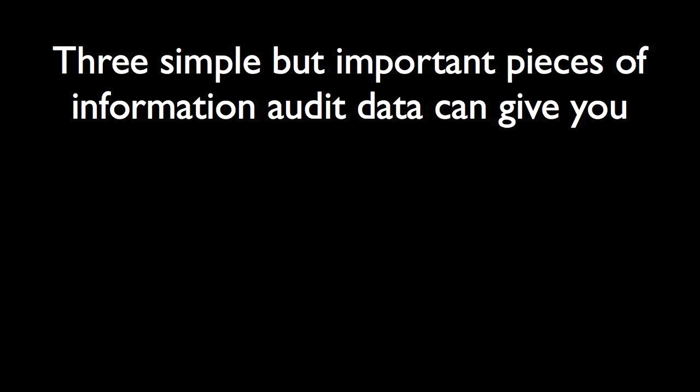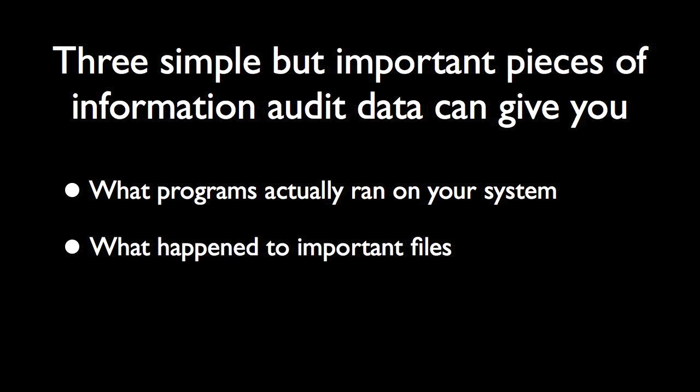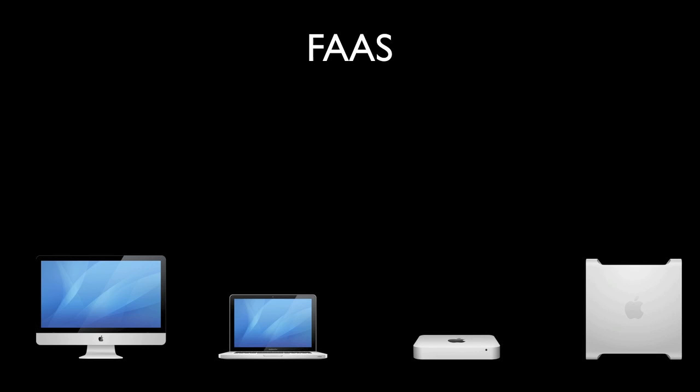I'm going to show you 3 simple but important pieces of information audit data can give you about the computers in your network: what programs actually ran on your computer systems, what happened to important files, and what network activity was associated with which processes. As a side note, if you are running the government recommended configuration I mentioned earlier, you cannot get any of this information I'm about to show you from your audit data.